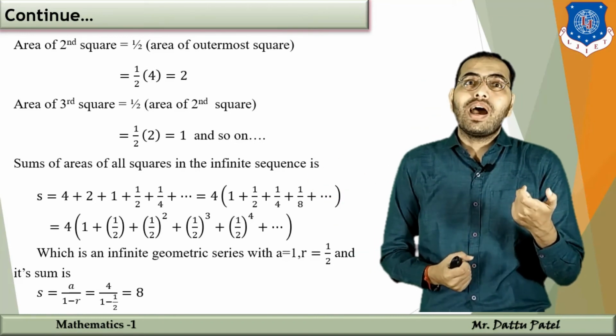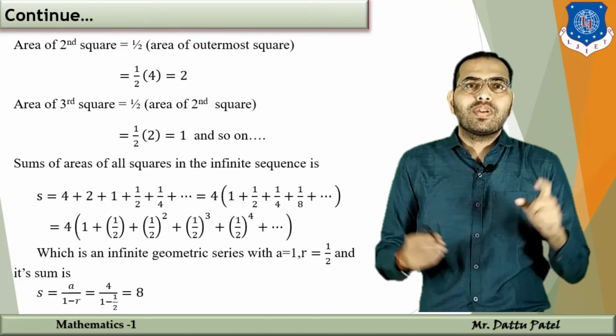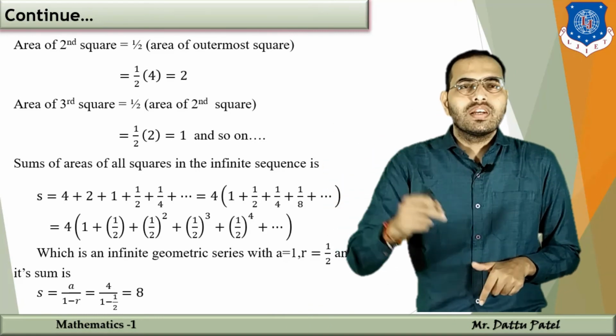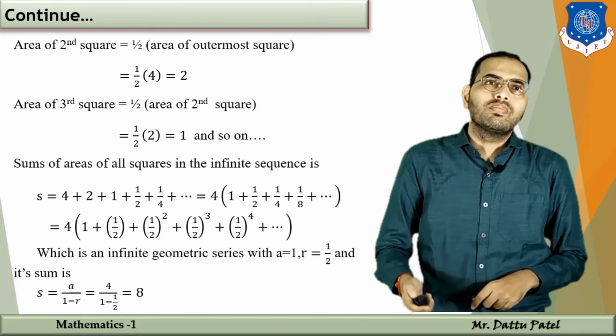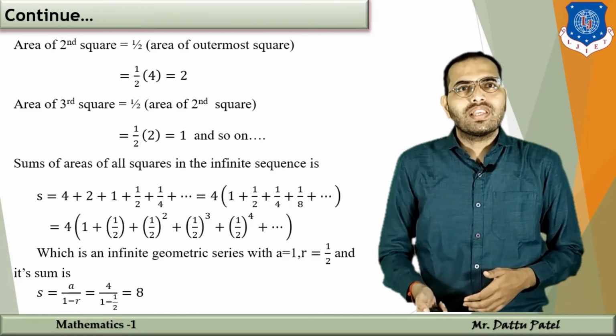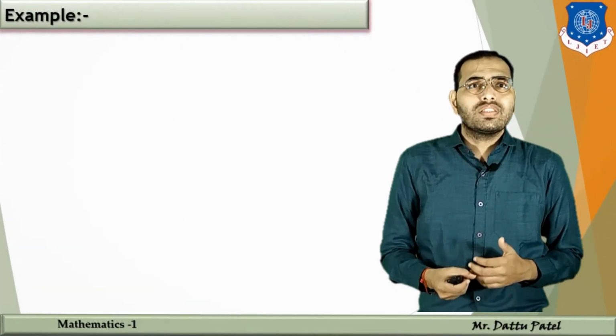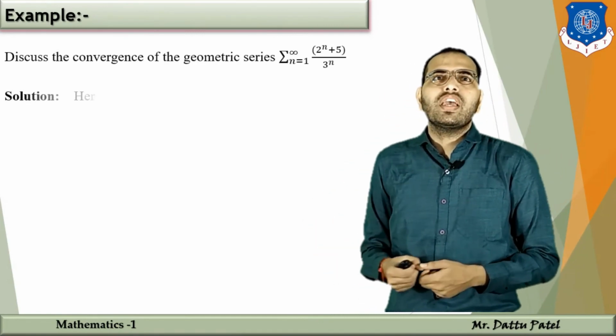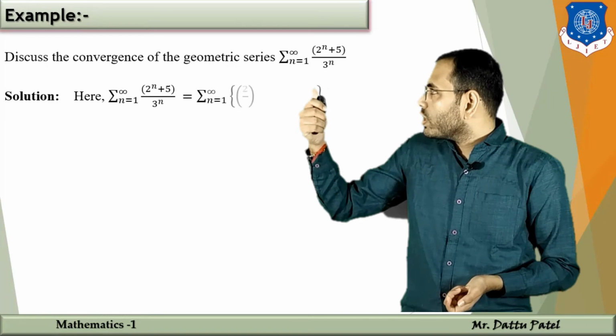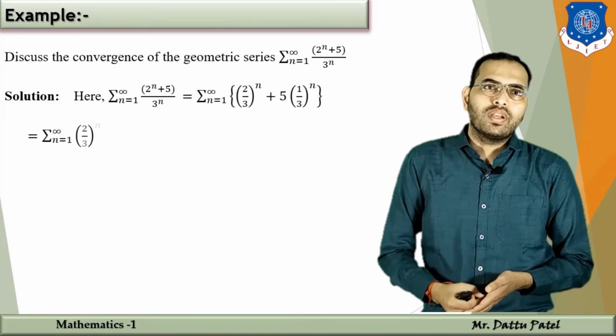Here the value of r equal to 1/2 lies between -1 and 1, so it is convergent. If it is convergent, then we find its sum. Now let's see one more example of a series. Discuss the convergence of the geometric series summation n equal to 1 to infinity of (2 raised to n plus 5) upon 3 raised to n.